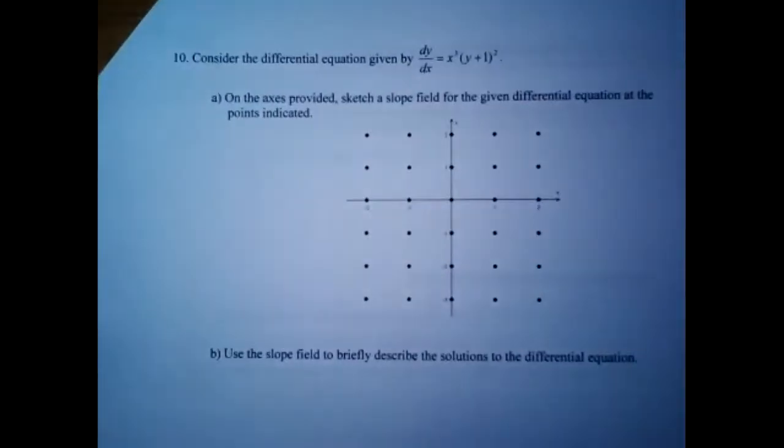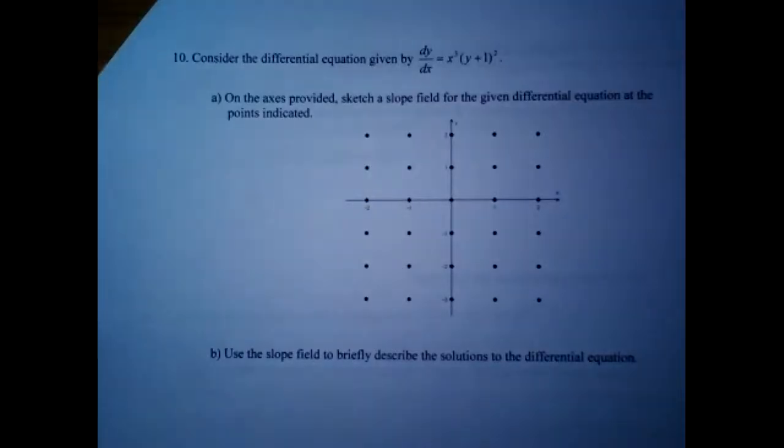All right, 10. All right, so we're going to draw the slope field for all those points that are indicated there. And then we're going to describe what the solutions look like. So just in general, just basically what's going on.